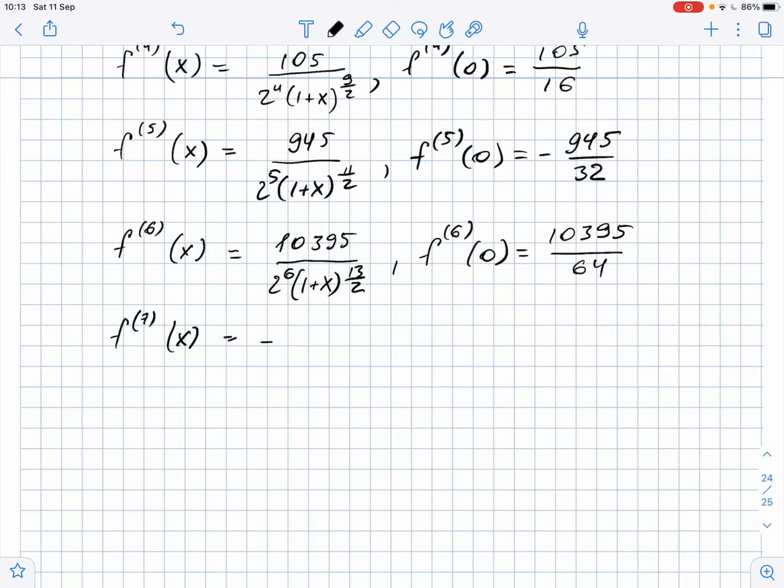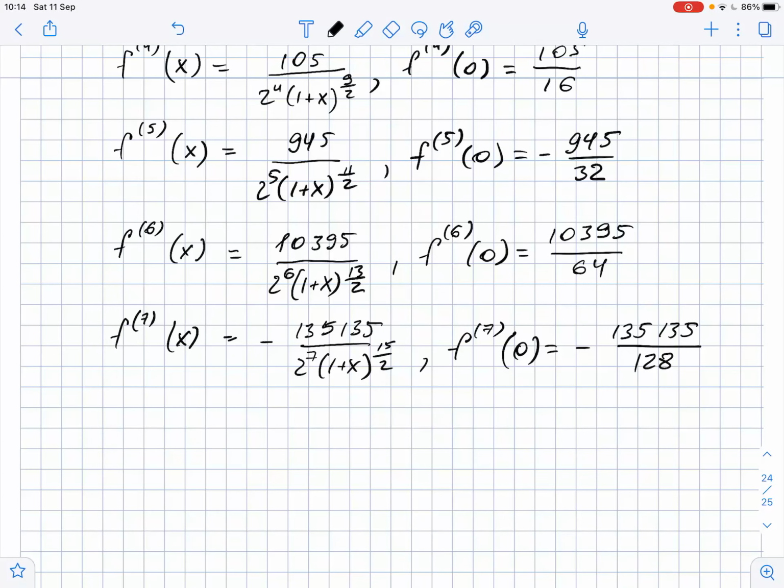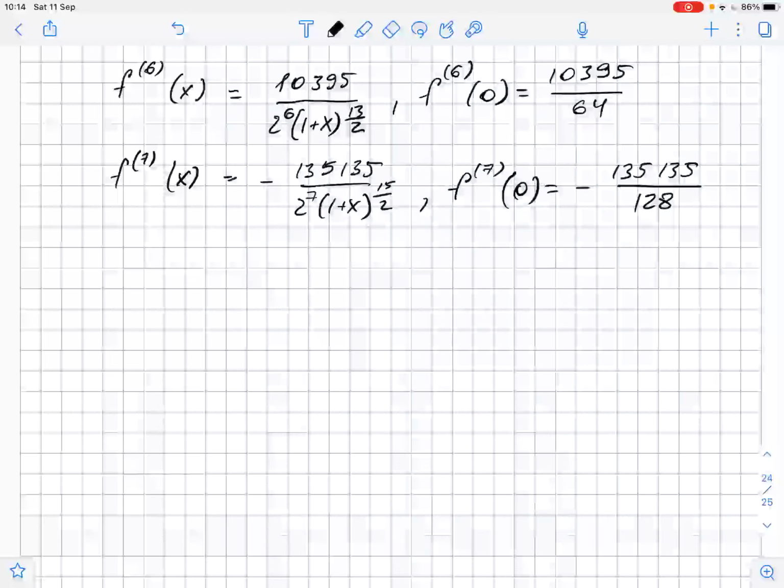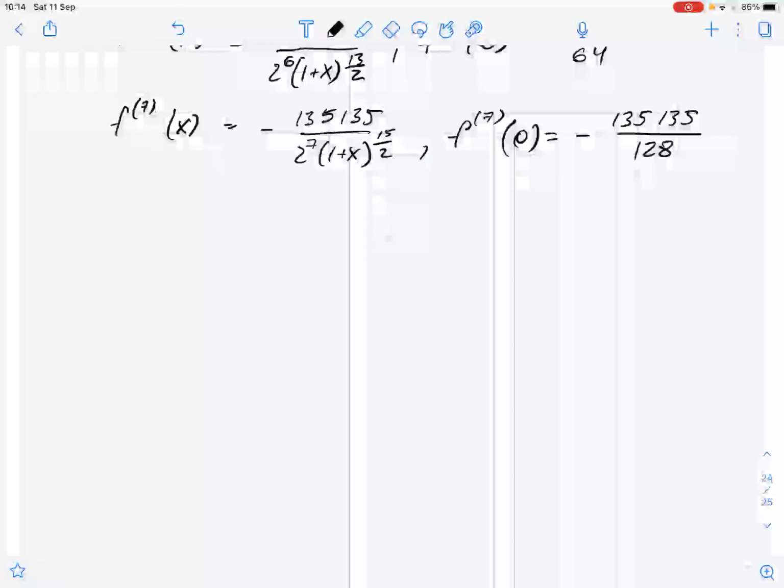And the seventh order derivative of f of x equals negative 135,135 over 2 to the seventh power times 1 plus x to the power of 15 over 2. Then the seventh order derivative of f of 0 equals negative 135,135 over 128.